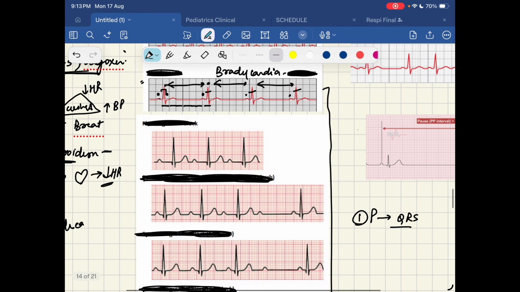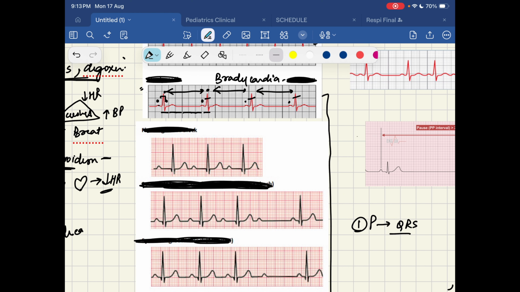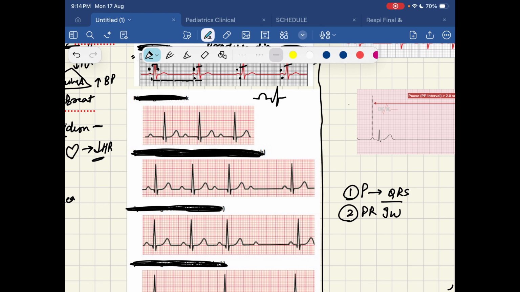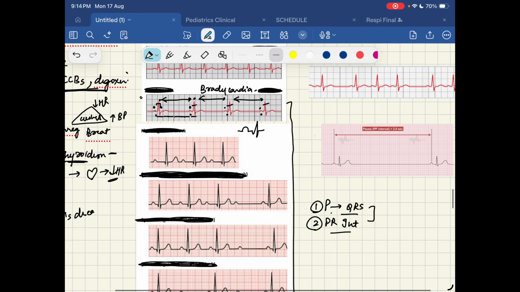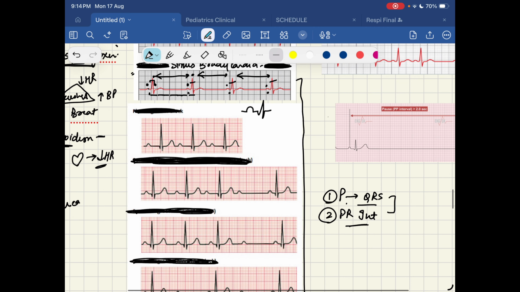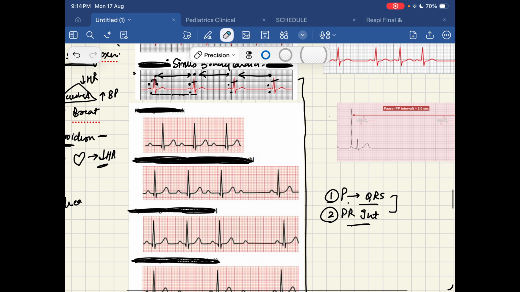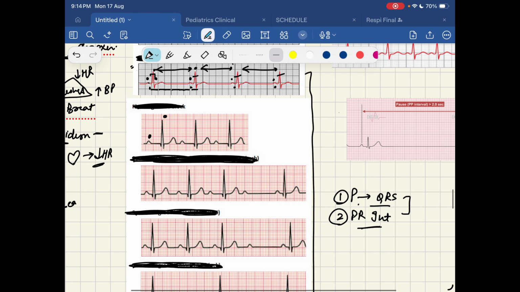Next, you have to see what our PR interval is. The PR interval is normal. It's not wide and not prolonged. If both of these are fine, the P is followed by QRS and the PR interval is perfect, you call it a sinus bradycardia. But let's take a look at this ECG. Every P has a QRS, every P has a QRS, but the PR has been prolonged, and the prolongation is equal. So this is first degree AV block. The PR is prolonged, but the prolongation is equal.